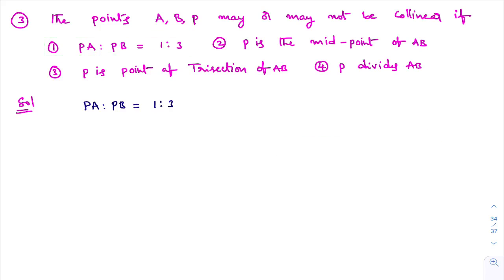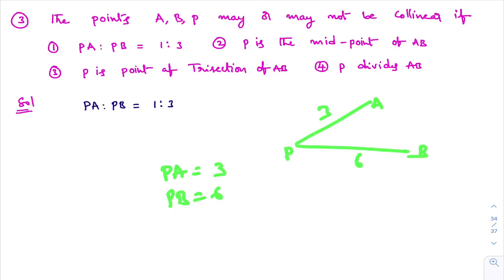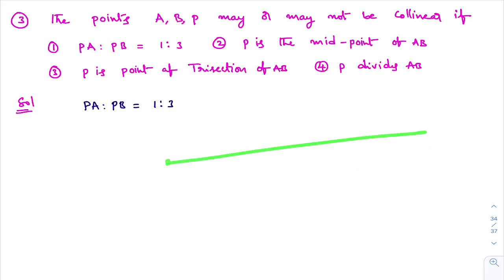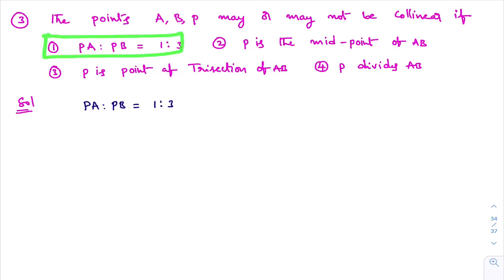PA divided by PB is 1:3. PA is to PB is 1:3. That means A, B, here P is the point. P is 1:3. That means now they are collinear, right? There is a chance that PA equal to 3, PB equal to 6, and the ratio may be like this. PA equal to 3, PB equal to 6, like that. This is possible, and it is possible that they are collinear also. Please try to understand. With this option, there is a chance they may be collinear, they may not be collinear.